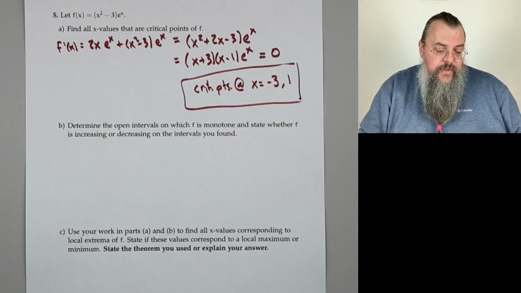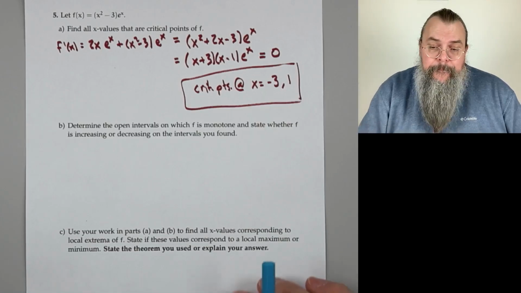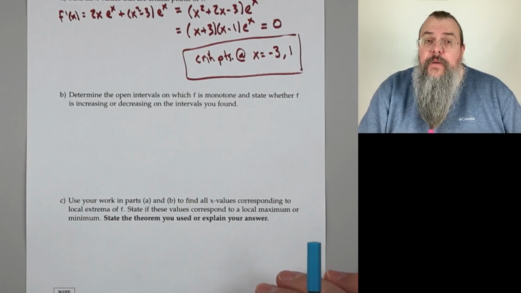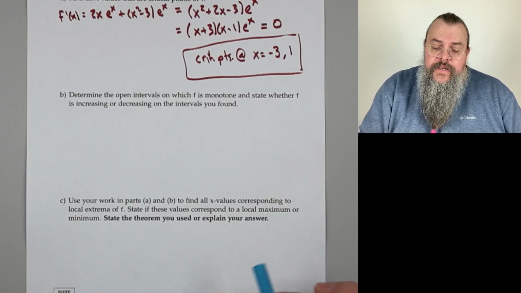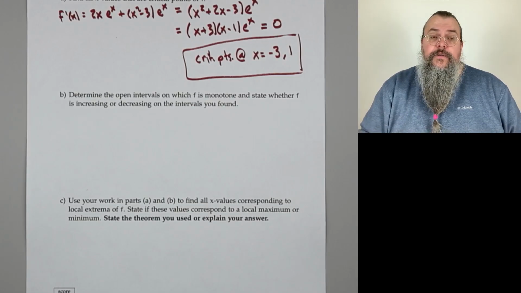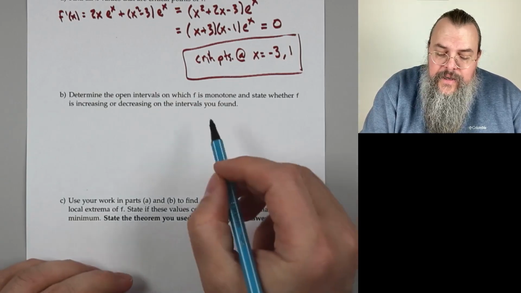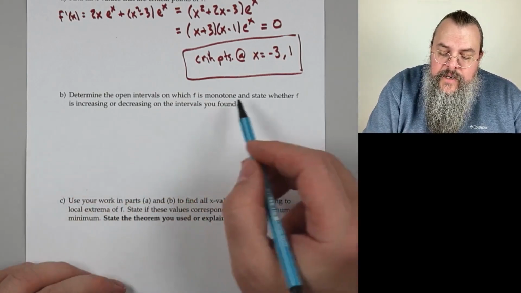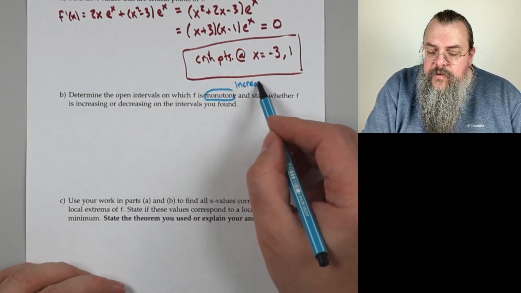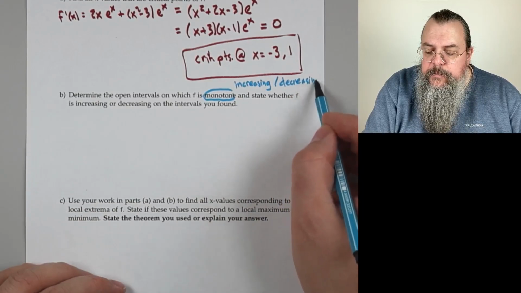Okay, cool. Well, that's great. Now we move on to part B. Determine the open intervals on which f is monotone and state whether f is increasing or decreasing on the intervals you found. So we want to say, are things going up or are things going down? Whenever you hear things about monotone, you're saying, all right, increasing, decreasing, up or down.